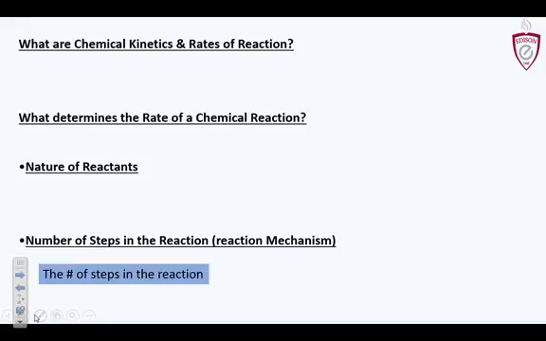Number of steps in a reaction, so the mechanism. So this is kind of, I hope, a no-brainer, but if you have more intermediate steps, it's going to take a long time. Think about baking a cake. Are you baking it from scratch, like you've got flour and leavening and all this stuff, or did you buy a box of cake mix and you throw some eggs and oil in it and you got cake in the oven within 5 minutes?